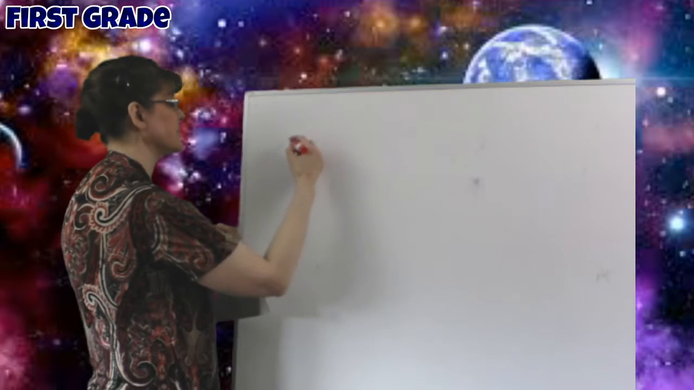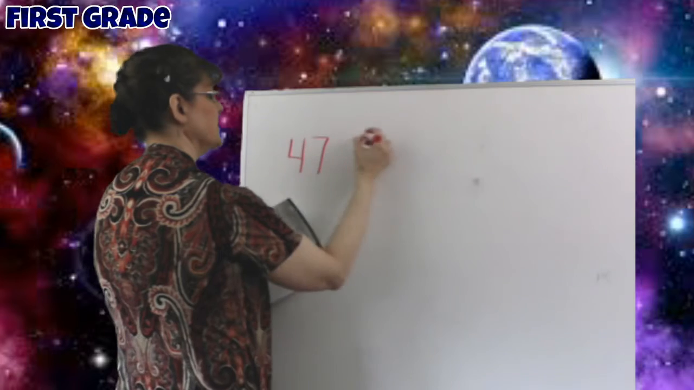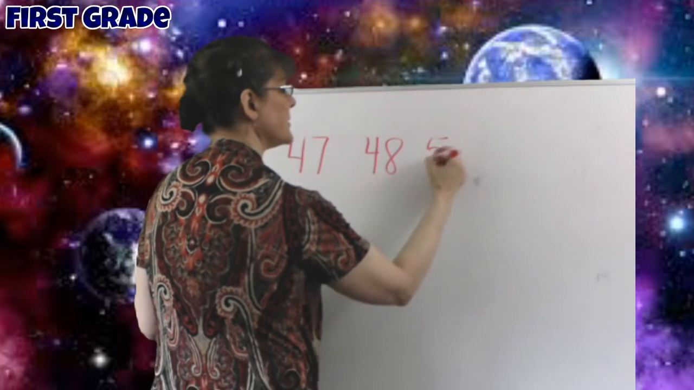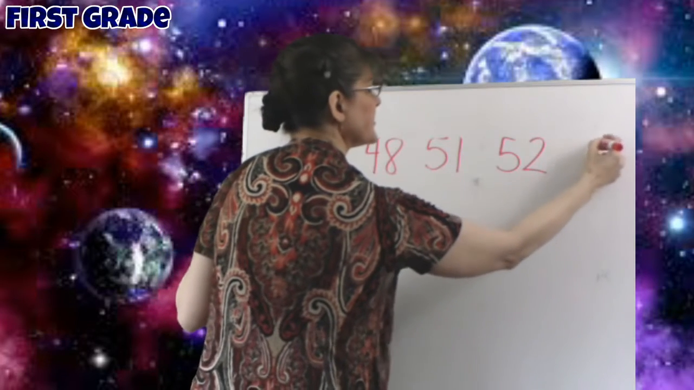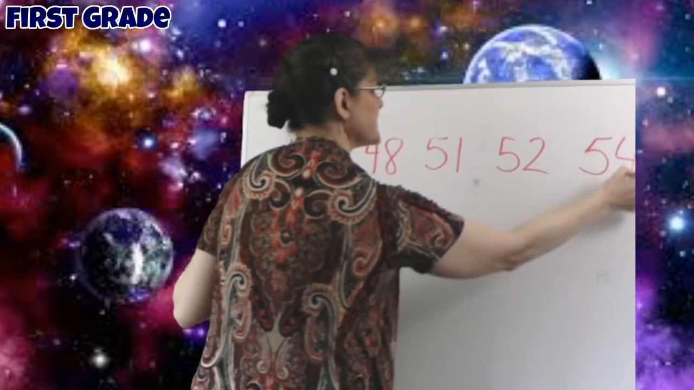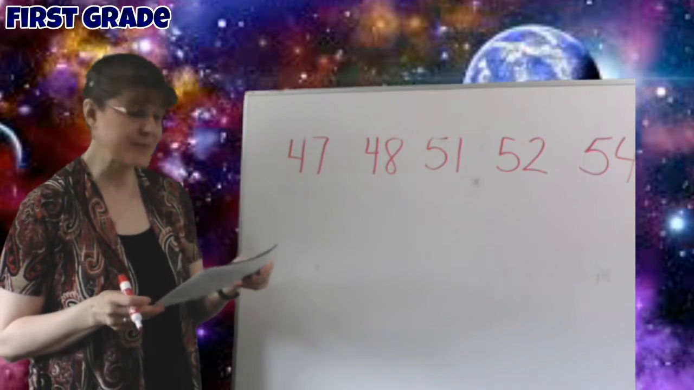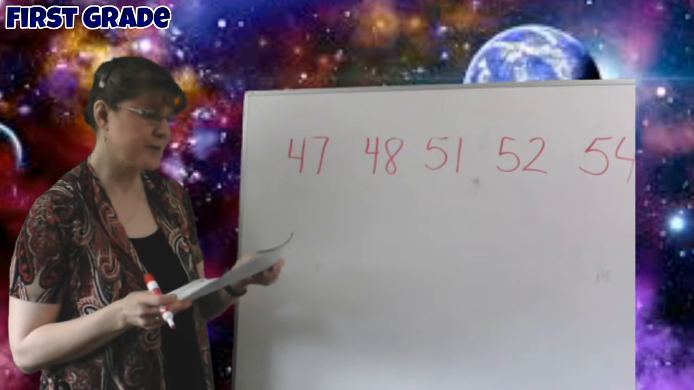So she has a 47 as a number card. She has a 48, 51, 52, and 54. Those are her number cards. She gives away the cards with numbers less than 49 or greater than 53. Which number cards does Cassidy have now?